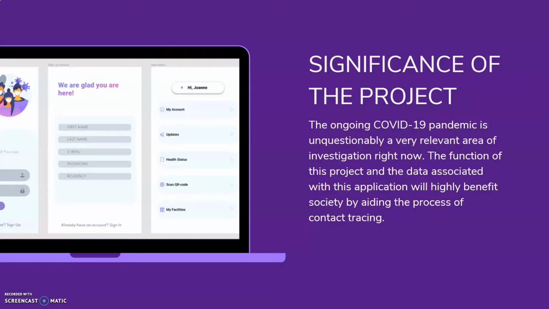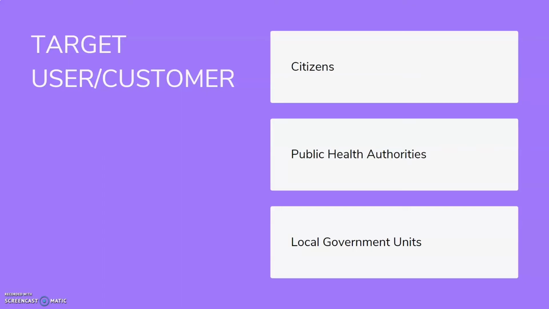Significance of the project. The ongoing COVID-19 pandemic is unquestionably a very relevant area of investigation right now. The function of this project and the data associated with this application will highly benefit society by aiding the process of contact tracing. What we have right now are logbooks and a pen to write down our establishment visits. The problem with this approach is it is not automated, thus not reliable. The application will automate all of this work and immediately notify users of possible exposure once a user reported an active case.